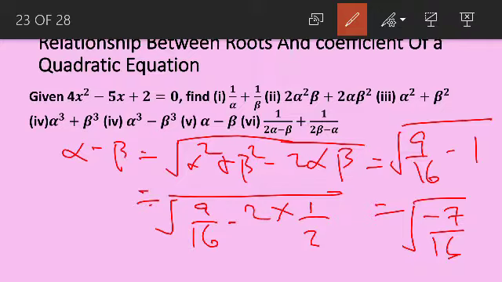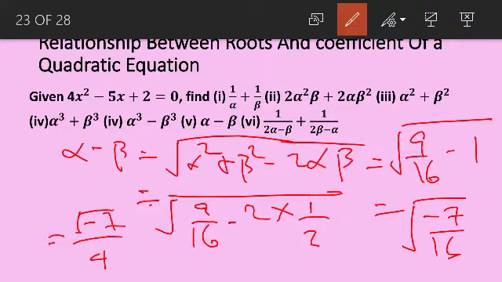Now it leads us to the next one. You can write that down somewhere, that alpha minus beta is the square root of minus 7 over 16, or you can as well write it as the square root of minus 7, which is a complex number, all over 4.